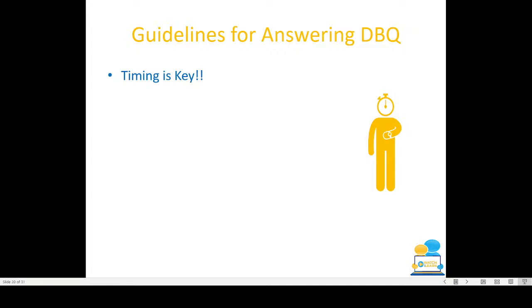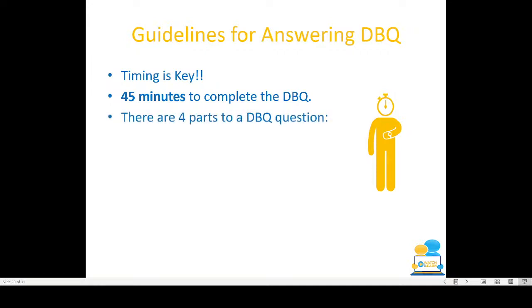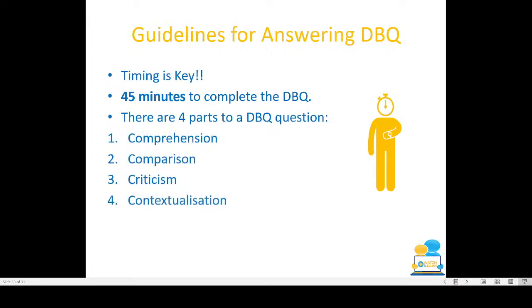So timing is absolutely key here, and I'm sure you guys know that with your own history teachers. We are stuck for time in the history exam. We have to be very, very strict with our timing, and that's the same for the documents-based question. So we have 45 minutes to complete this, and then we usually have 40 minutes per essay after that. So there are 4 parts to a documents-based question: comprehension, comparison, criticism, and contextualization.